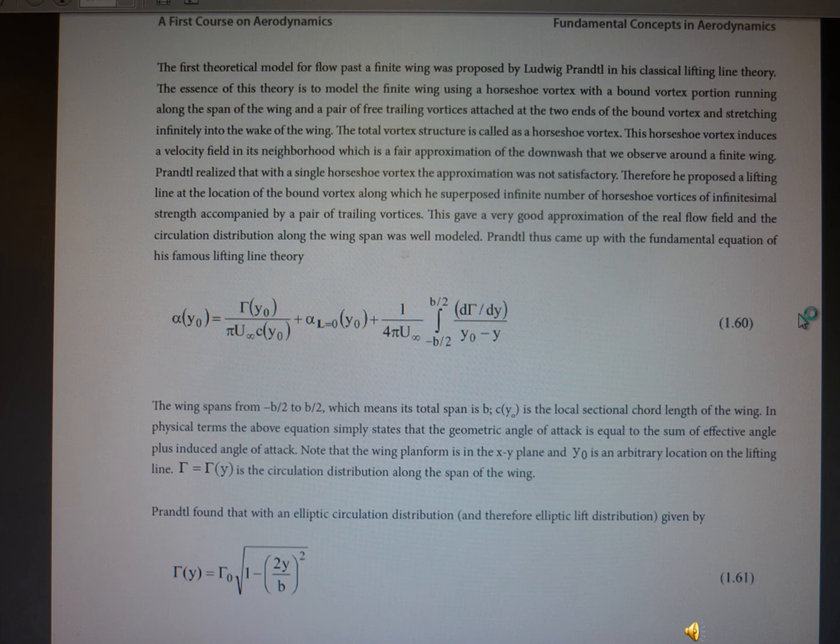Now, for the lifting line over the wingspan, we need the flow field. Imagine alpha y0 equals gamma y0 divided by pi u infinity c y0, plus alpha a0 y0, plus 1 divided by 4 pi u infinity times the integral from minus b by 2 to b by 2 of d gamma by dy divided by y0 minus y.